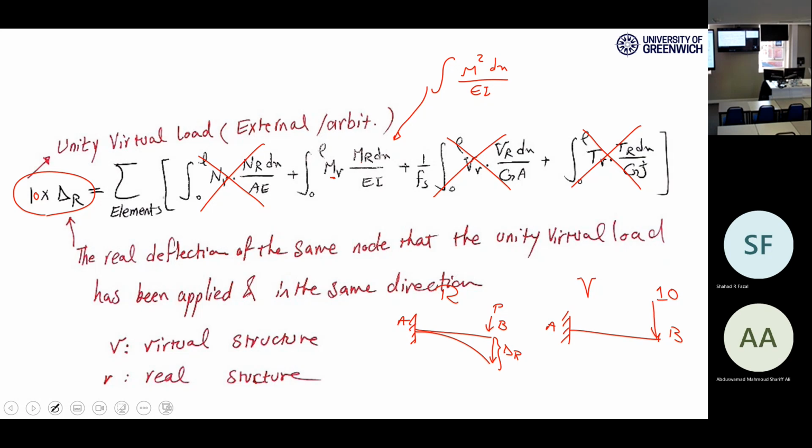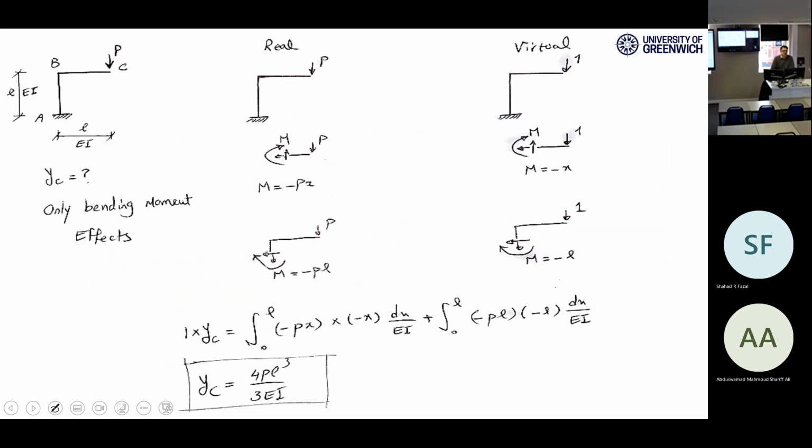What we really do in practice is that the right part of the equation is very easy to calculate. You just need to understand what the left part is and how you should put the virtual force on your structure. Okay? Let's do it in a real example. Any question on this slide? So let's proceed to this example.